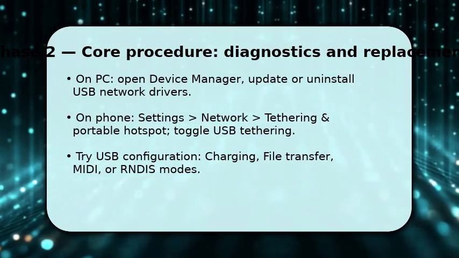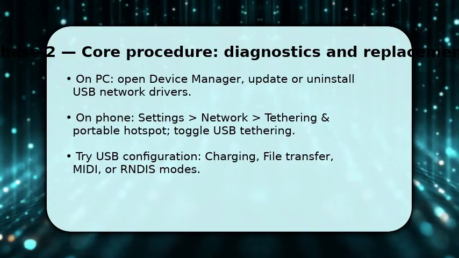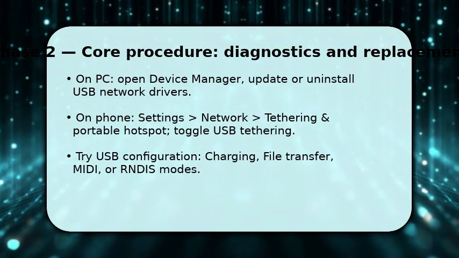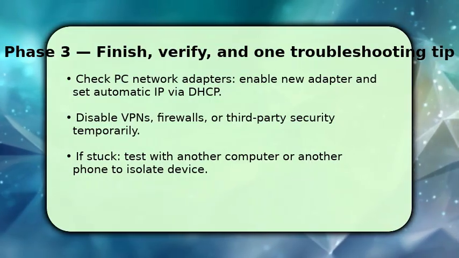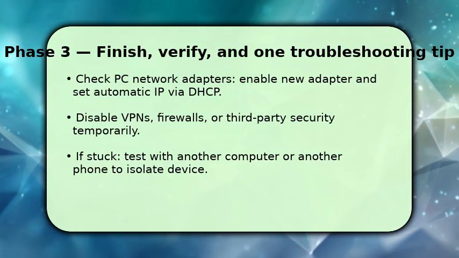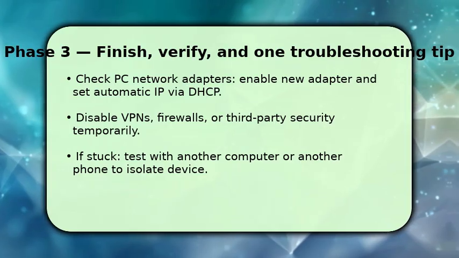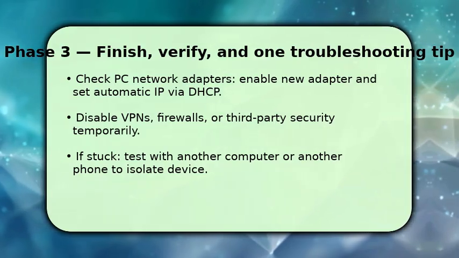You finish by enabling the new network adapter on the computer and ensuring it uses DHCP so the phone assigns an IP automatically. Manual IPs often block connectivity. Disable VPNs, firewalls, or security apps briefly because they can block new networks.